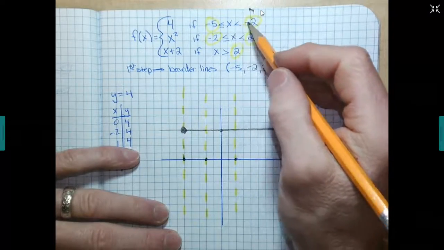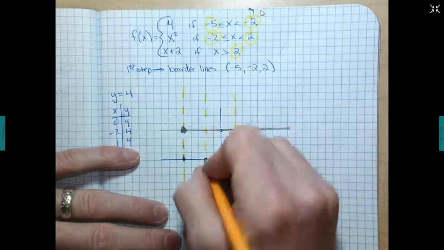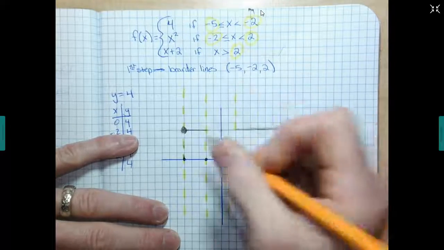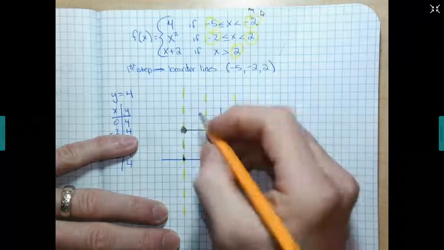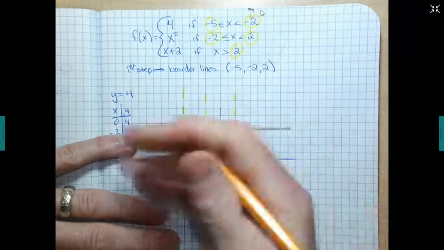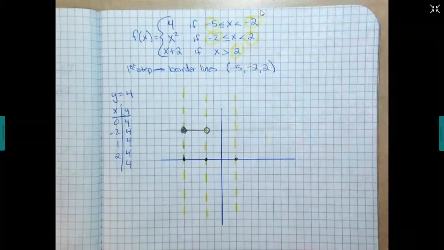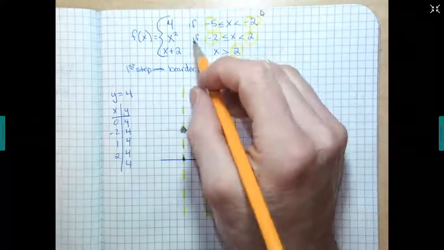And x is less than negative 2. Negative 2, so that's it, right there. So this right here is an open circle at negative 2. So that's it for our first piece of this function. Now let's take this next one.